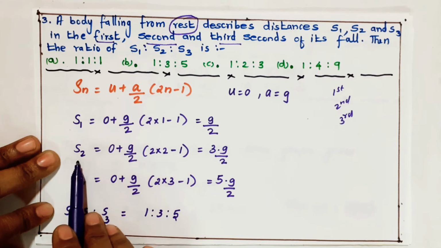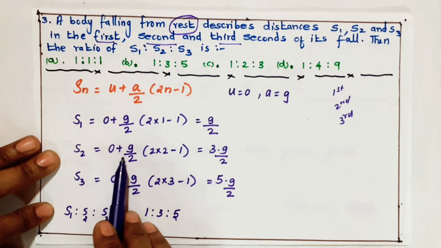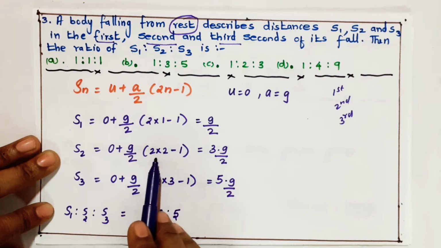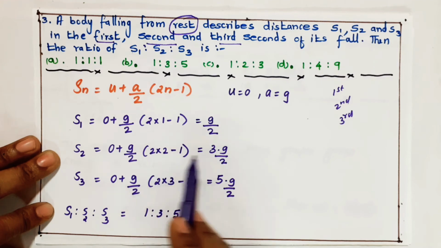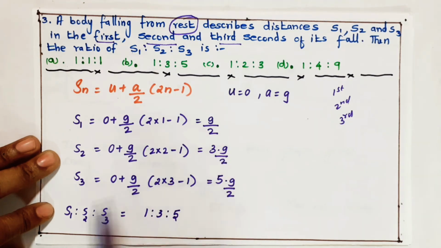Substitute n as 2. S2 equals 0 plus G by 2 into 2 minus 1. That is 3G by 2. Third one, substitute n as 3. 0 plus G by 2 into 3 minus 1. So it is 5G by 2.